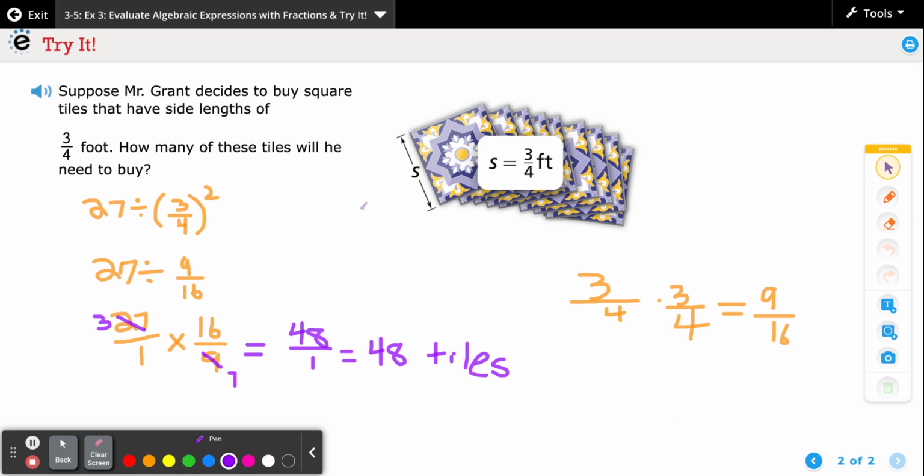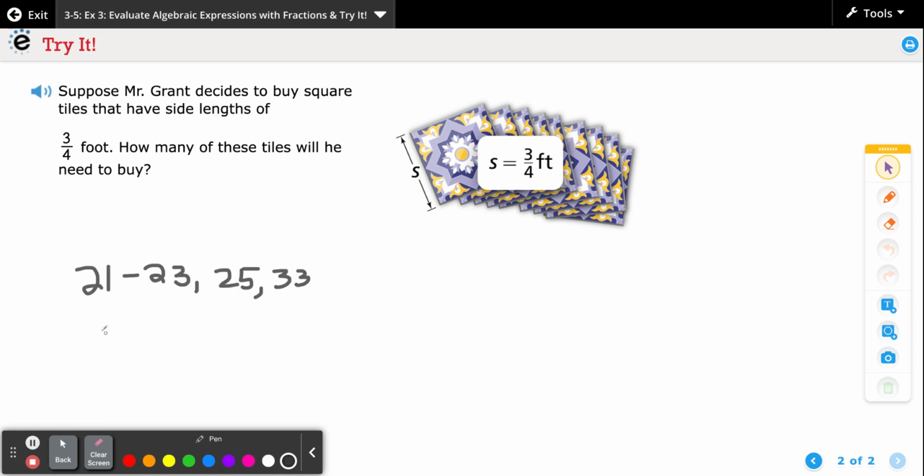All right, so the questions that go with this portion are 21 to 23, and I'll pause the video and write it down for what you need. All right, so one more time, the questions that go with example 3 are 21, 22, and 23, 25, and 33. Do those questions, make sure you raise your hand for assistance if you need it, and good luck.